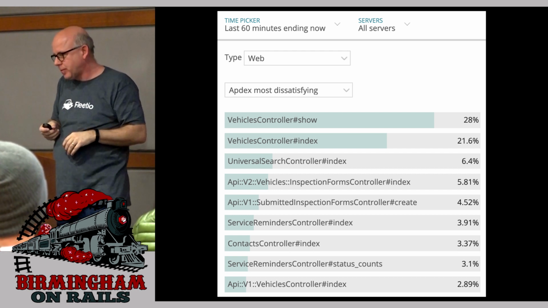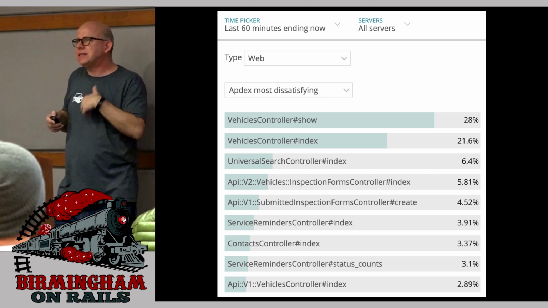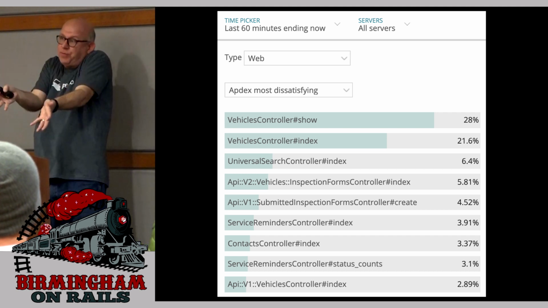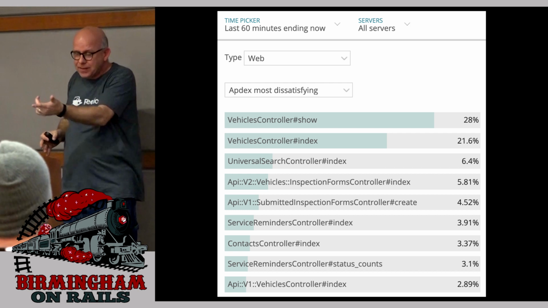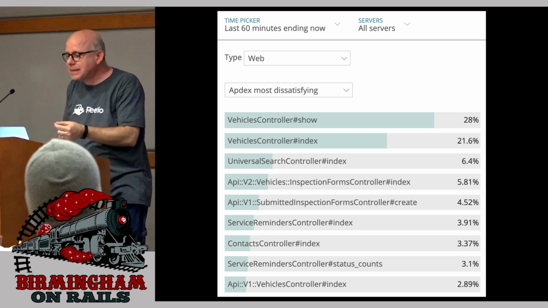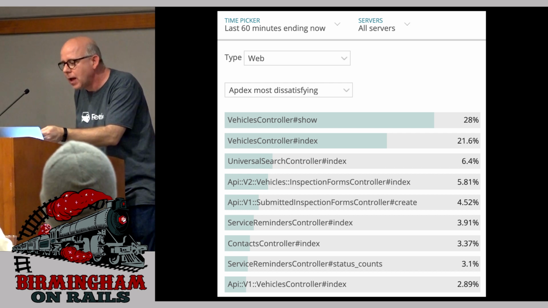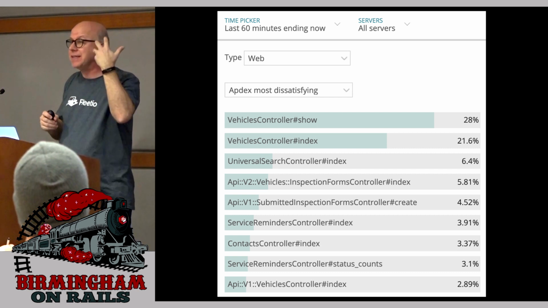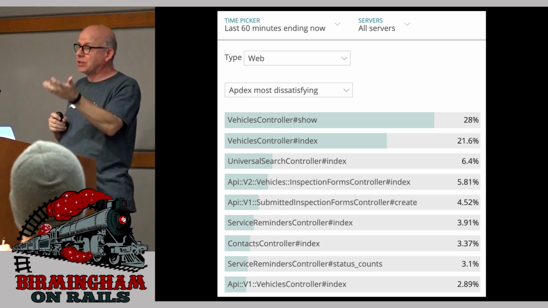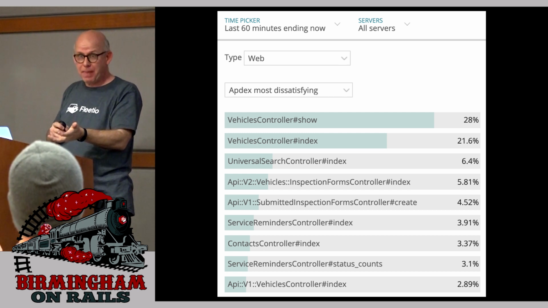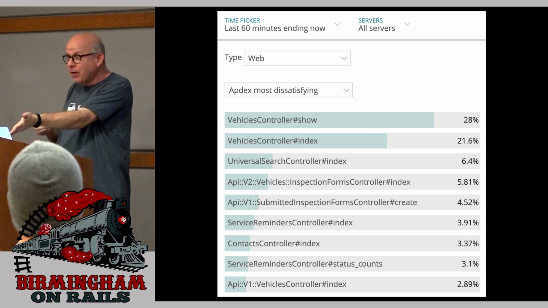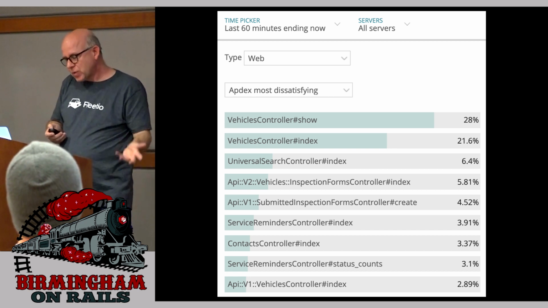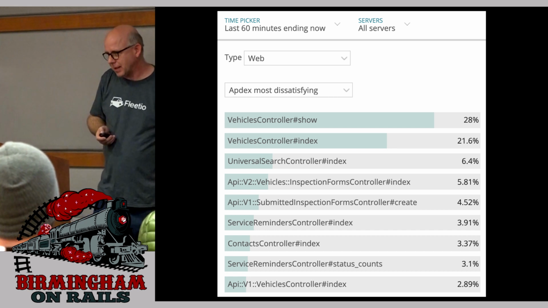0.75, not so much. But one of the things that's hard to do sometimes is figuring out where to start. You have all this information, so what do I do first? What's the first thing I should fix? This is a really interesting one. What this is saying is that the first one there accounts for 28% of all of the dissatisfying interactions with our product. That's a great place to start, right? Let's go there first. So that's a really good way to use AppDex.